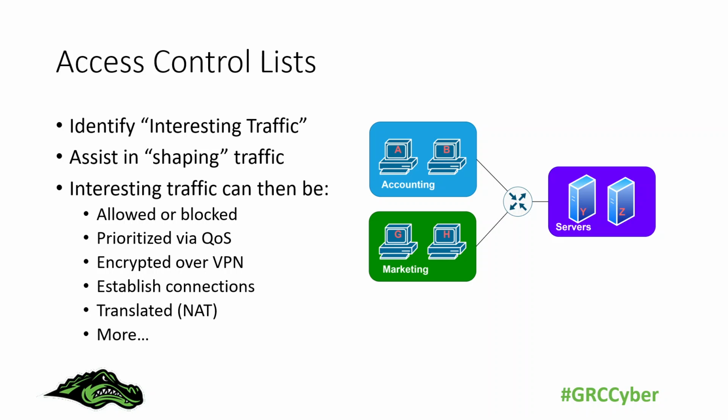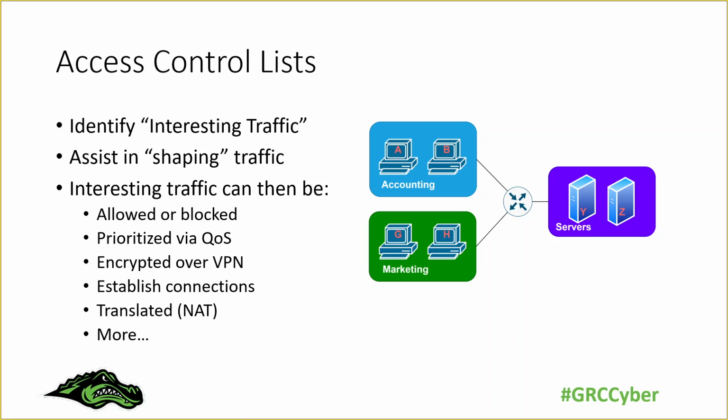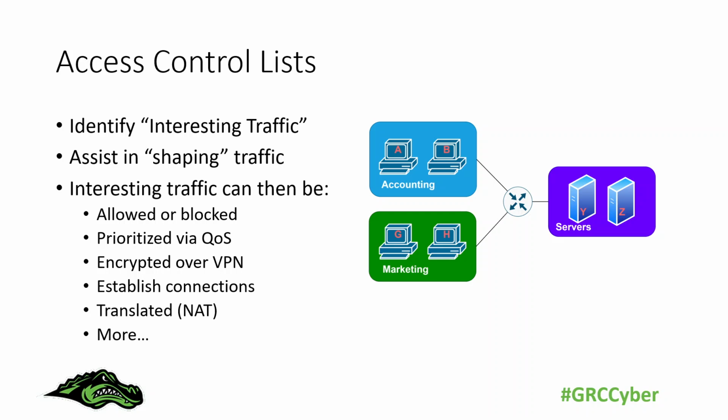In this video, we're going to be talking about this basic network right here. There are 3 different networks. There's an accounting network, a marketing network, and a server network, and a router in between, which is where I can host my access control lists or ACLs. Each of those networks has a couple of different hosts, A and B in accounting, G and H in marketing, and then servers Y and Z in the server network. We'll be coming back to this network in a moment.